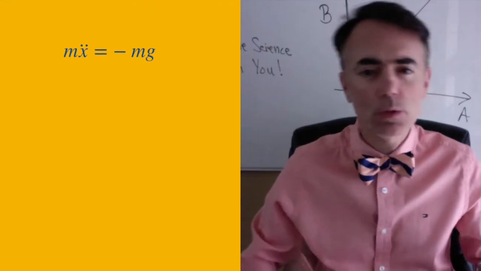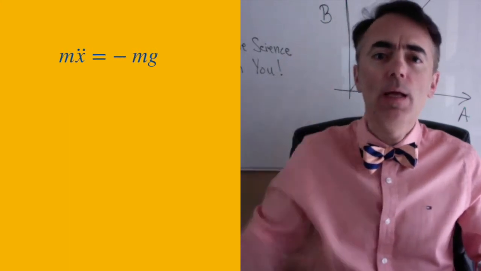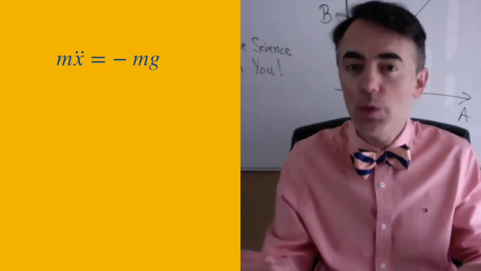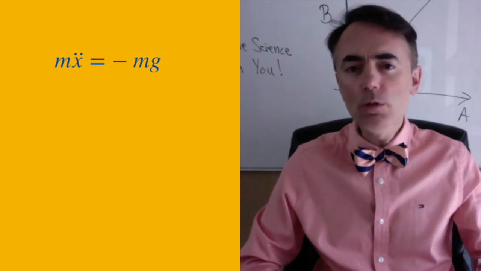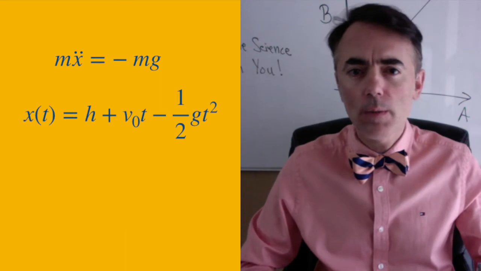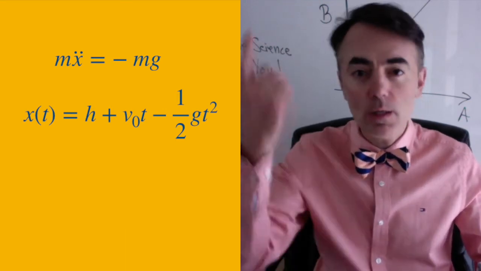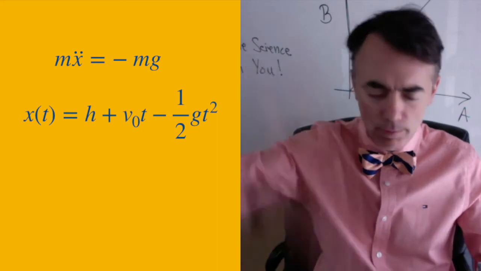So Newton's second law reads m x double dot equals minus mg, where we consider positive going up. This is a differential equation that you can solve and find as solution that x of t is equal to h plus v naught t minus 1/2 g t squared, where v naught is positive if you throw the ball up and negative if you throw it downward. That's the equation of motion, which gives the position as a function of time.